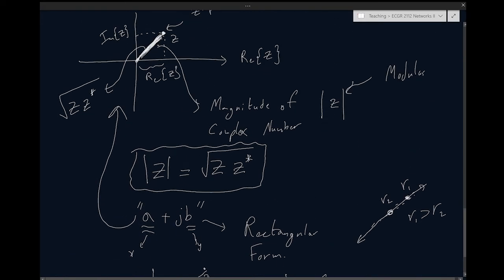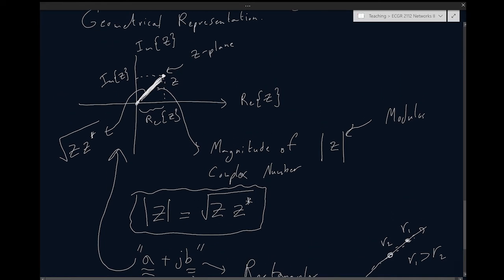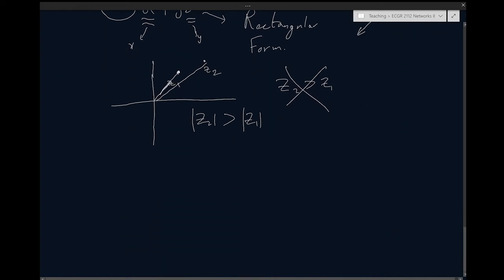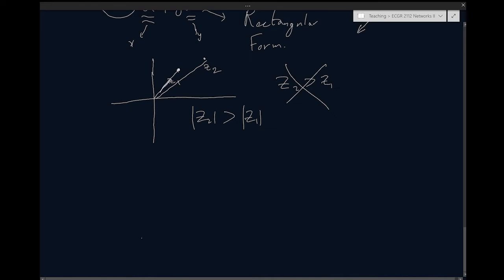This is the first major representation of complex numbers. The second major representation of complex numbers can be derived directly from this geometrical interpretation, right? Because now we've interpreted complex numbers as points on a plane. And there's no reason to designate points on a plane only by their x and y coordinates.